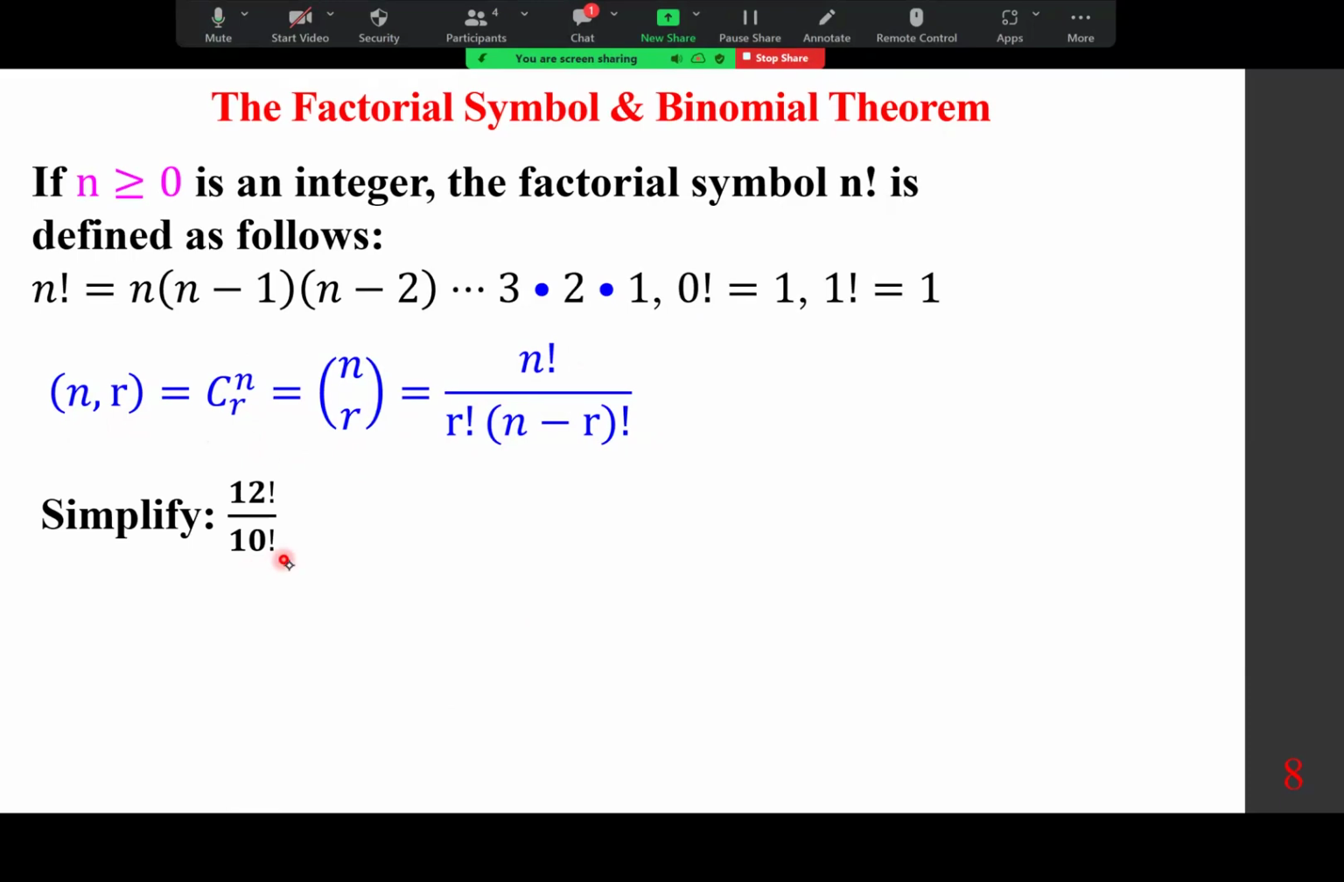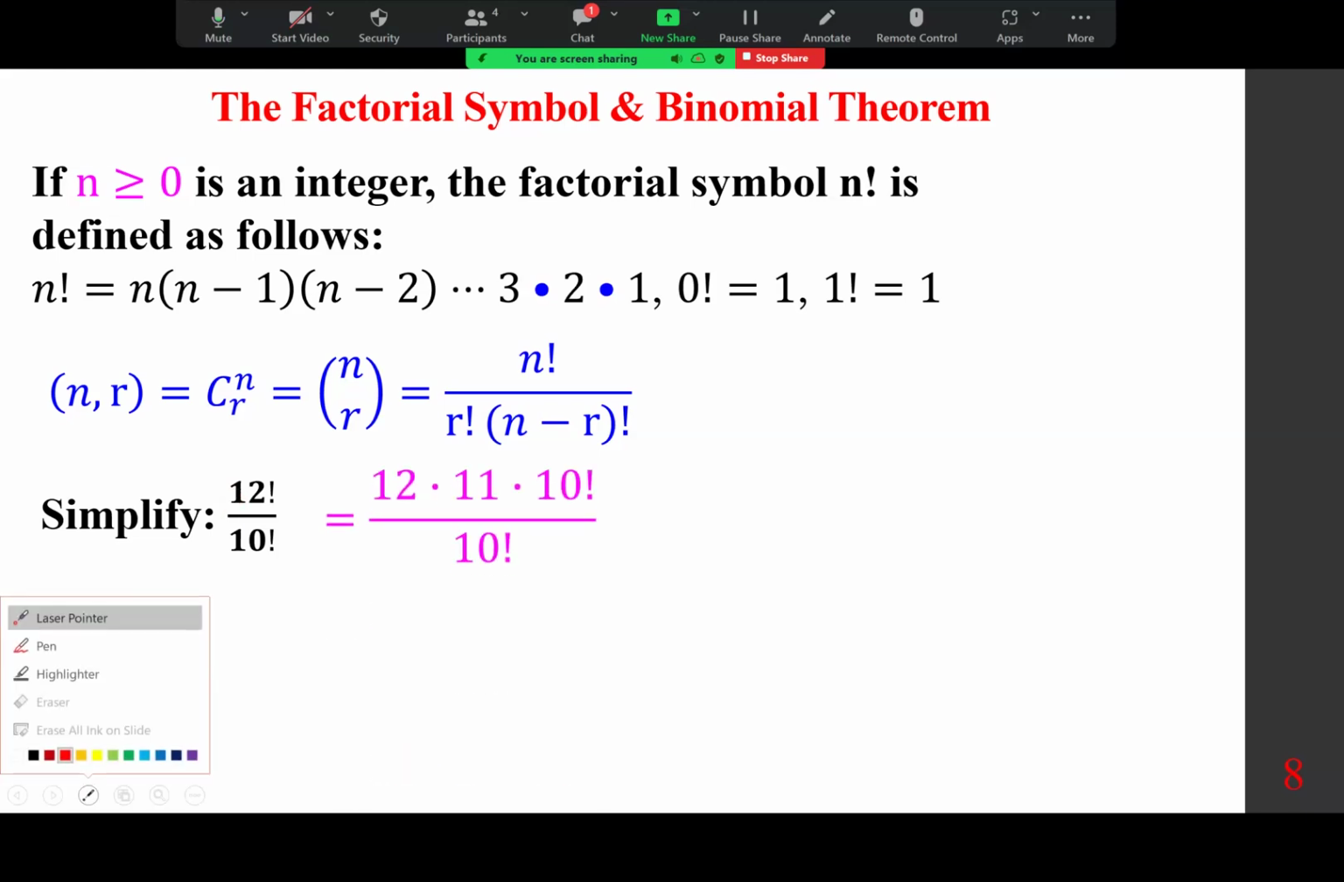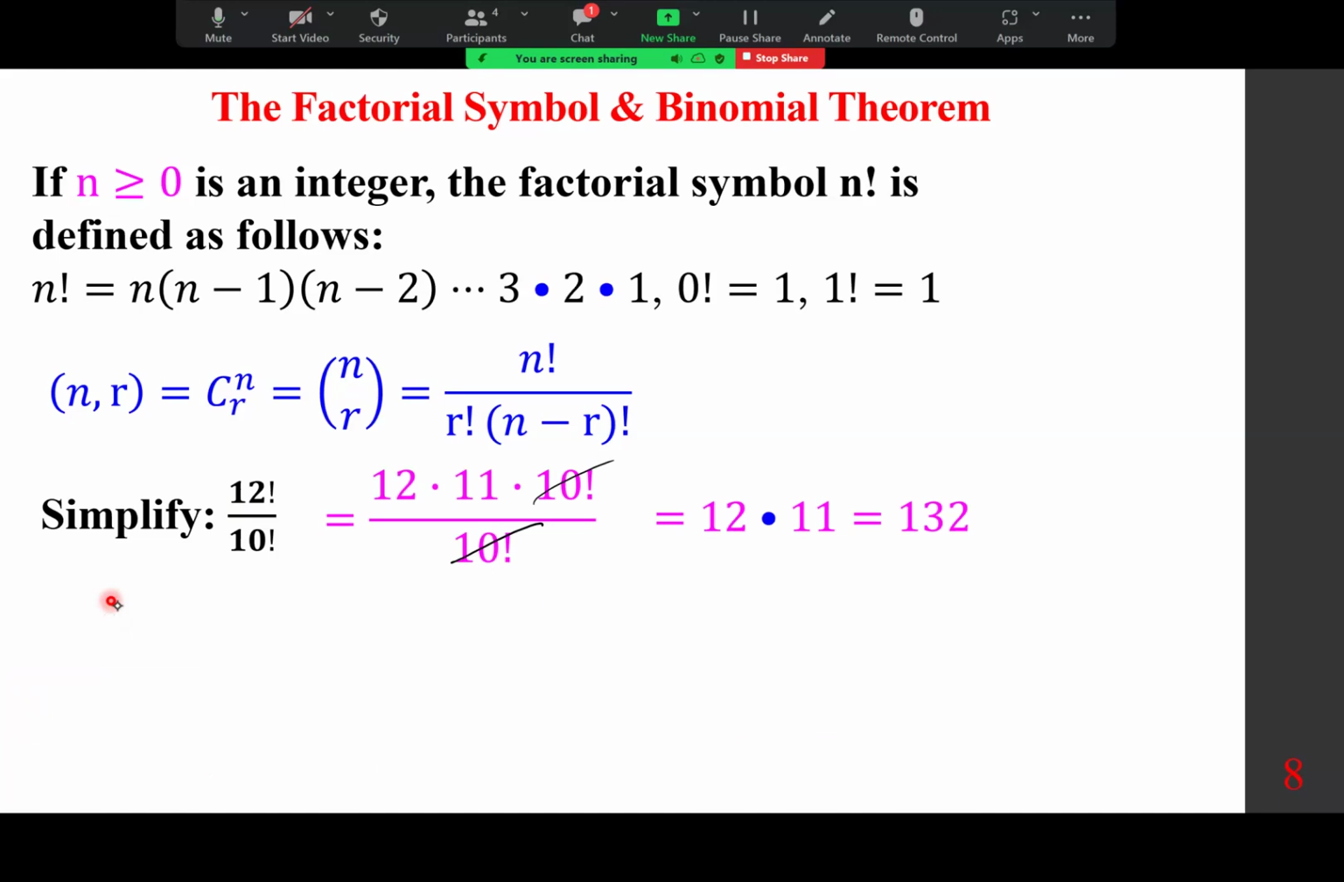If we want to simplify this, we can write 12 all the way to 1, over 10 all the way to 1, or because 12 is larger than 10, we keep this one and we write 12 factorial as 12 times 11 times 10 factorial. So the answer is 12 times 11, which is 132. The binomial theorem.